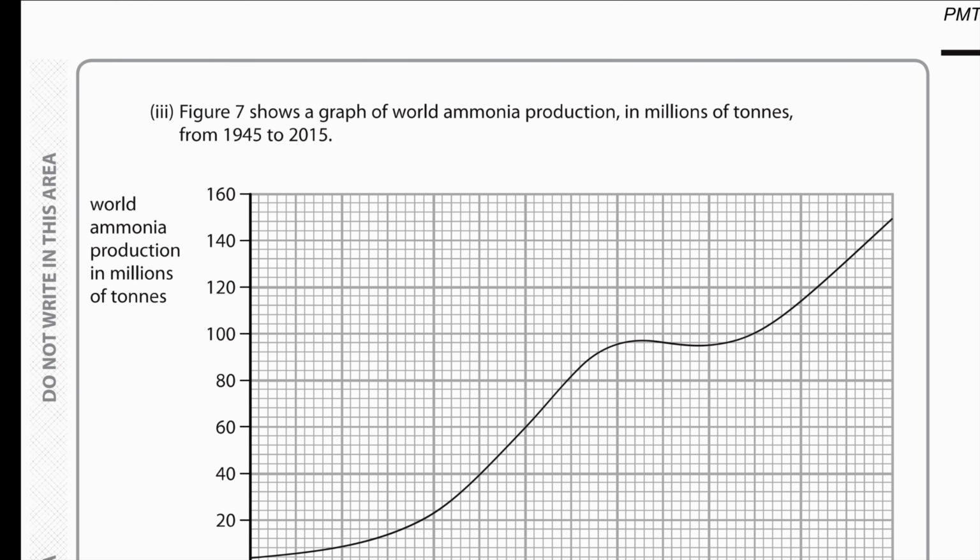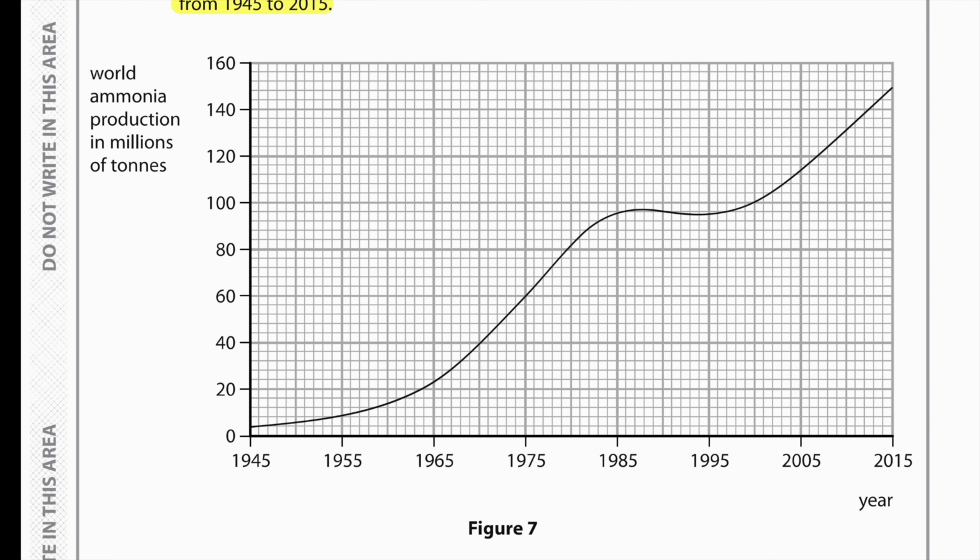Ammonia is NH3. Figure 7 shows a graph of world ammonia production in millions of tons from 1945 to 2015. You can see world ammonia production from 1945 has increased and then decreased slightly before increasing again from 1995 to 2015.